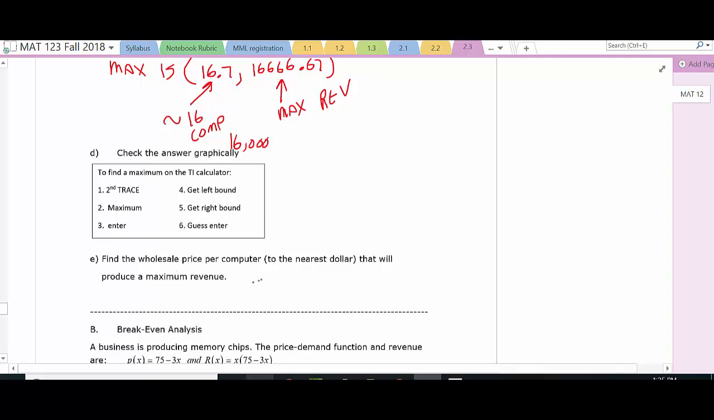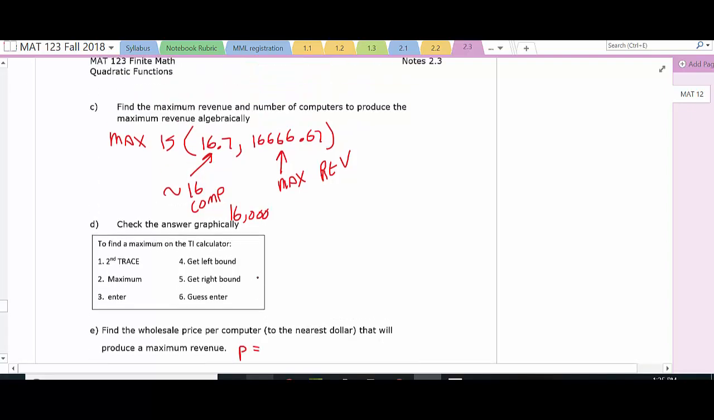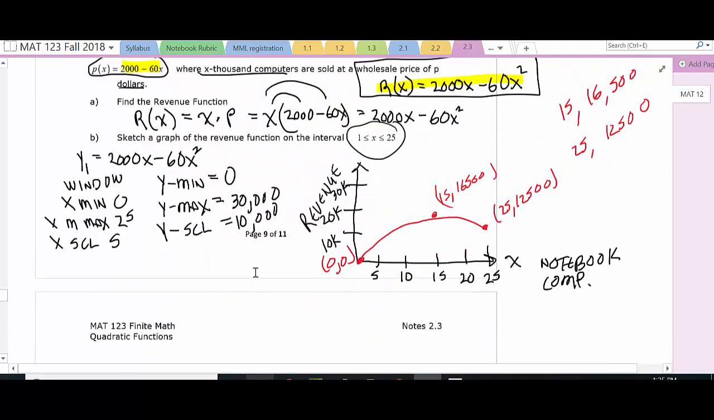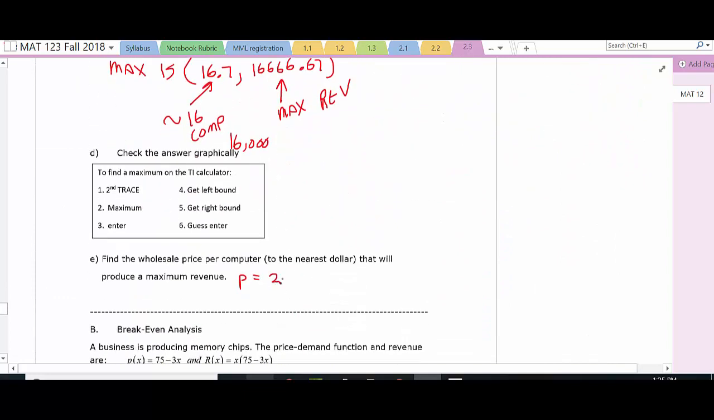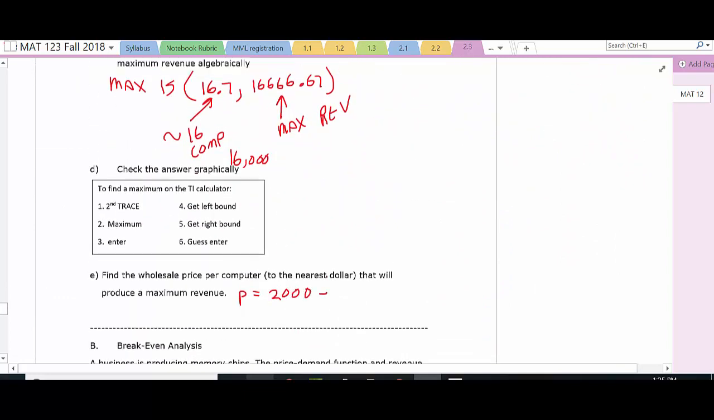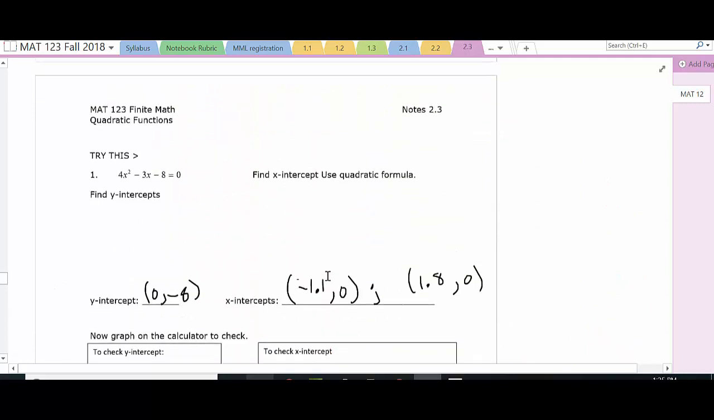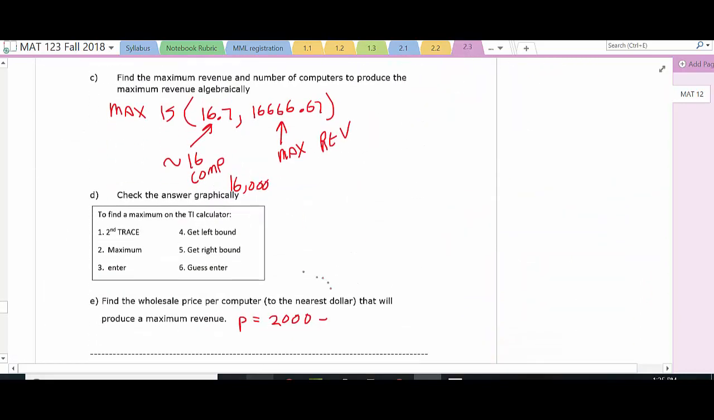Absolutely. So what I want you to do is write down the price demand function, and that's back at the beginning of the problem. That's 2,000 minus 60x, okay? 2,000 minus 60x. Okay, what you're going to do is you're going to plug in this for x. Because we just figured out that when you make about 16.7 computers, forget the 0.7, that's going to be the ideal price. Now what we're going to do is just plug this in and calculate this.